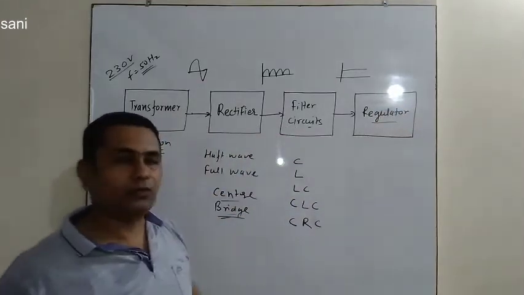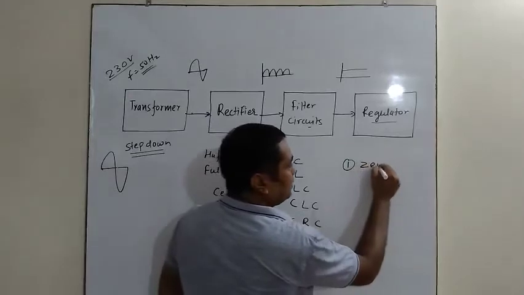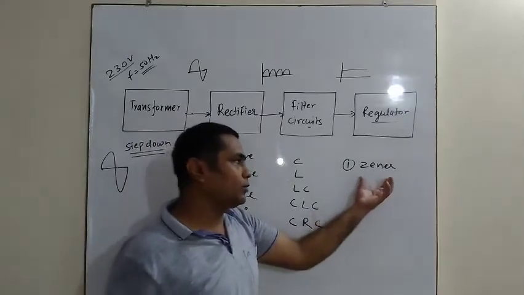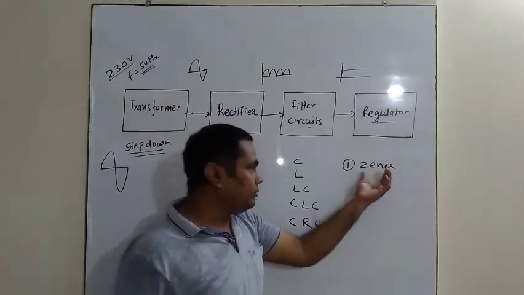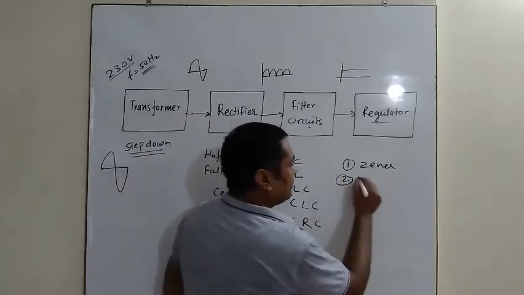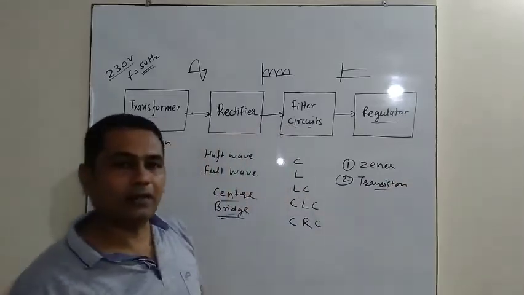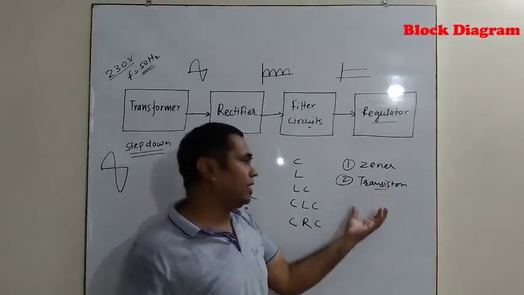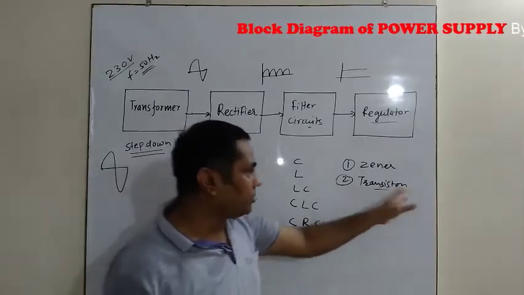In our syllabus, we have studied 4 types of regulator. First is the Zener regulator, in which a Zener diode is used in reverse bias mode. In reverse bias mode, the voltage across the Zener diode remains constant, and the same voltage is used as the output voltage. So the Zener regulator is the first regulator. Second is the transistor regulator, in which power transistors are used in series with the load and the input voltage, and an error amplifier is used that compensates the output voltage to bring it back to its constant value. So that was the transistor regulator.